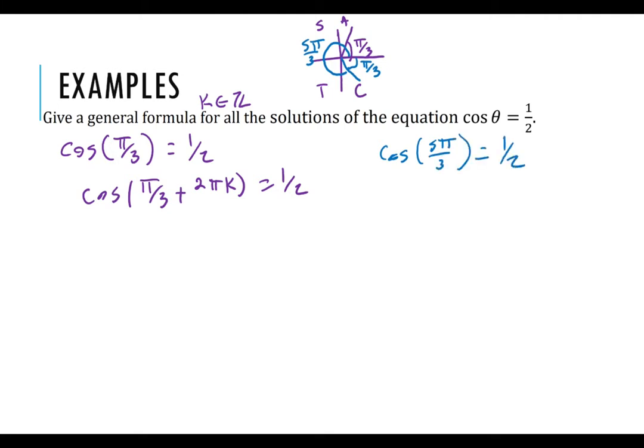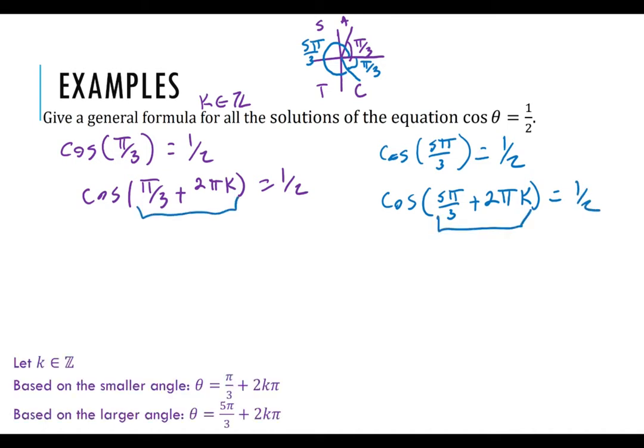But since we do need a general formula, that is, we need all of the possible coterminal angles of 5 pi thirds, how could we write that? Well, that's going to be cosine of 5 pi thirds plus 2 pi k, where of course k is an integer. Those will also equal 1/2. And so notice that these are my two general formulas, and so let's type them out. There we are. If we let k be an integer, then based on the smaller angle, theta is pi thirds plus 2k pi, or 2 pi k, which is the first set of infinite solutions, and then based on the larger angle, theta is going to be 5 pi thirds plus 2k pi.